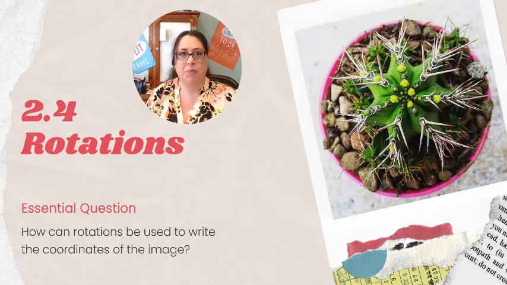We are here for section 2.4, rotations. Our essential question is, how can rotations be used to write the coordinates of the image?